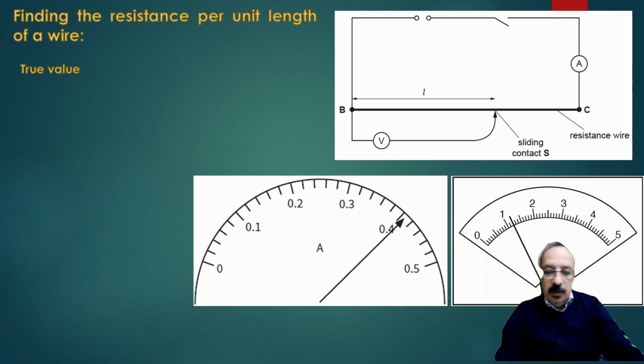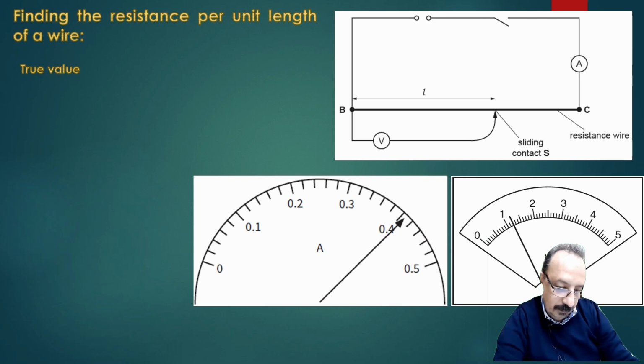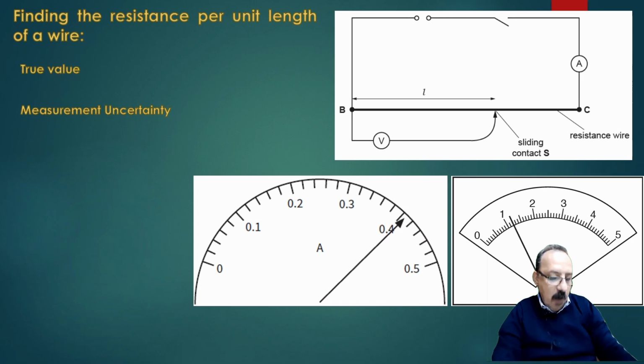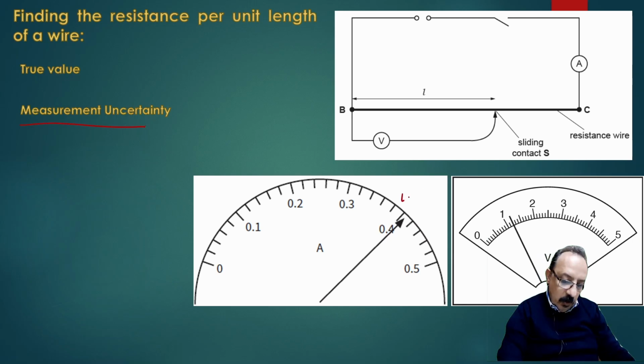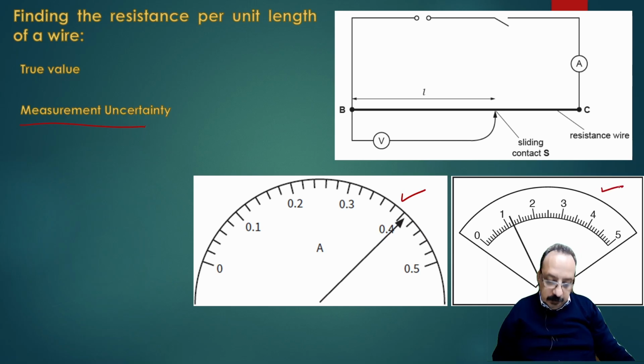Okay, now let us go and see how close we can be to a true value of a physical quantity. Okay, now we got something that we call measurement uncertainty. So what is measurement uncertainty? When we carried out the experiment, we got this reading on the ammeter and that reading on the voltmeter. If we take a look at the voltmeter over here, then it is easy to read the value.